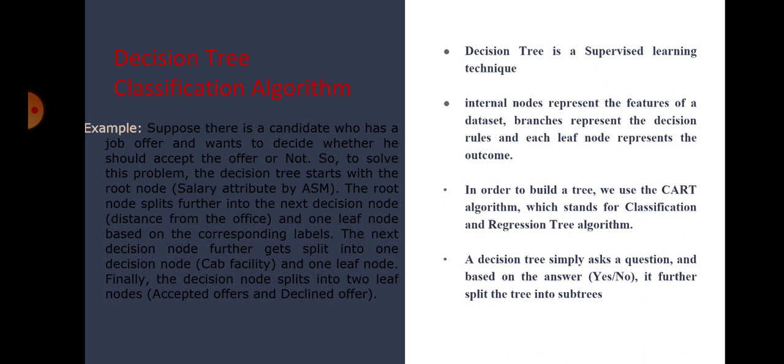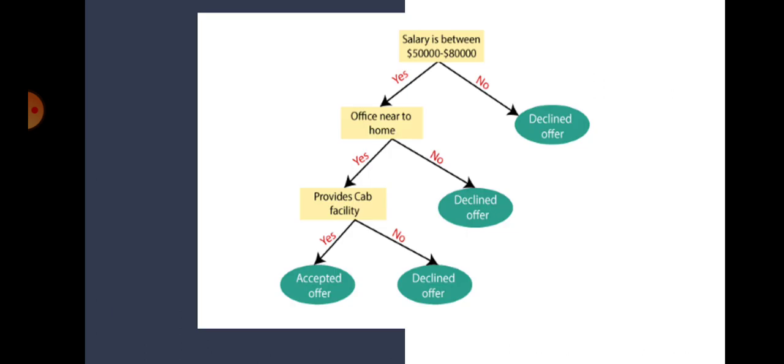Suppose there is a candidate who has a job offer and wants to decide whether he should accept the offer or not. So to solve this problem, the decision tree starts with the root node, that is the salary attribute. The root node splits further into the next decision node. Instead of telling you and reading this out, I'll show you directly. See, this is a decision tree for a person to decide whether he should accept the job offer or not. So the terms and conditions are derived in a tree pattern.